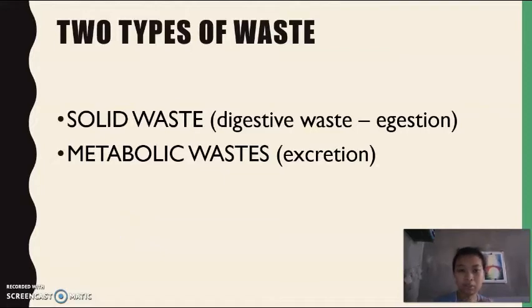While solid waste, or digestive waste, comes from the food that we eat, we call that process egestion. So, again, egestion is the removal of solid waste and excretion is for metabolic waste. The major metabolic wastes that we have from our body are water, carbon dioxide, salts, and urea.